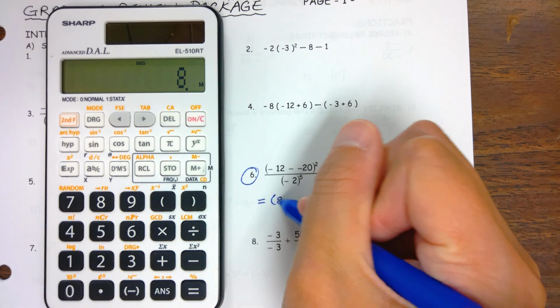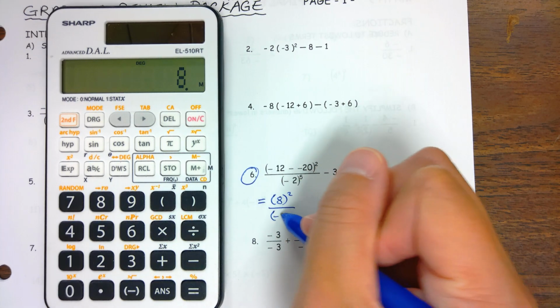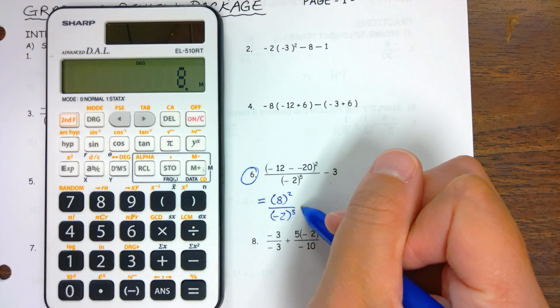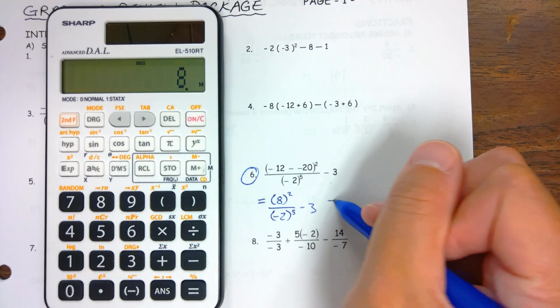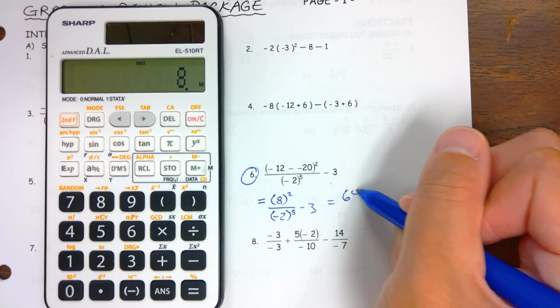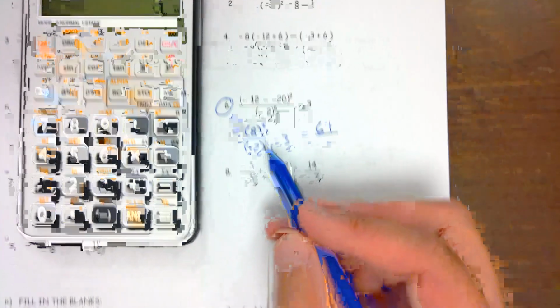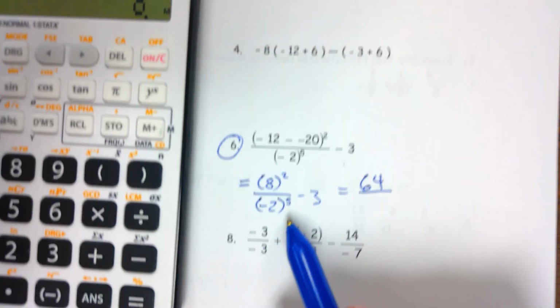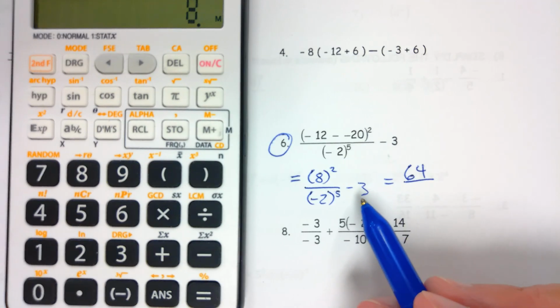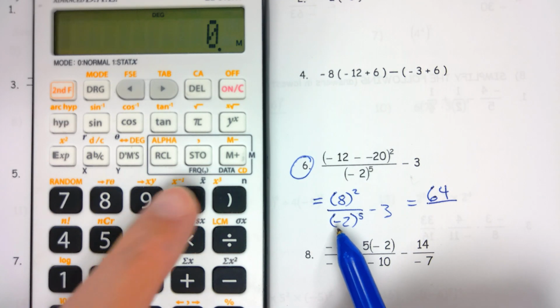So 8 squared divided by negative 2 to the power of 5 minus 3. Okay, 8 squared, 8 times 8, 64. Negative 2 to the power of 5, what's that? Who knows the answer? Negative 32. And if you're not so good with mental math, that's why you use your friend, your calculator right here.